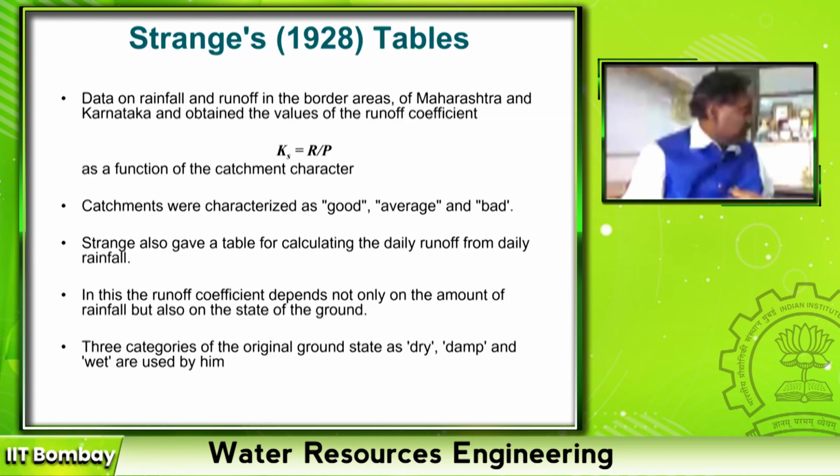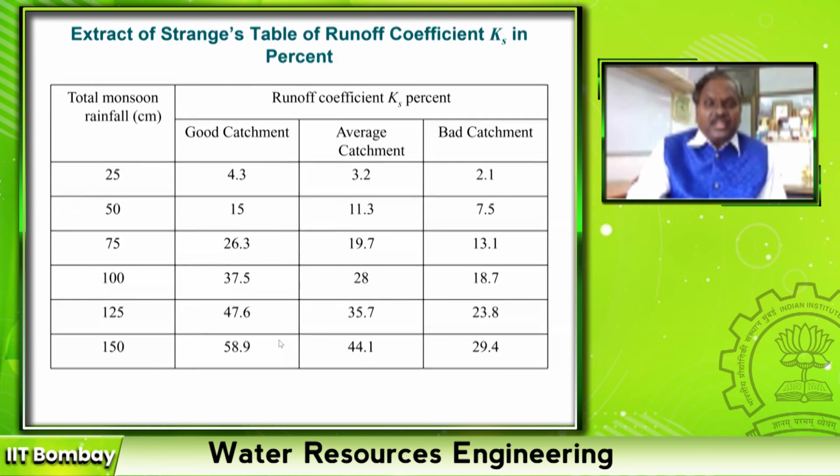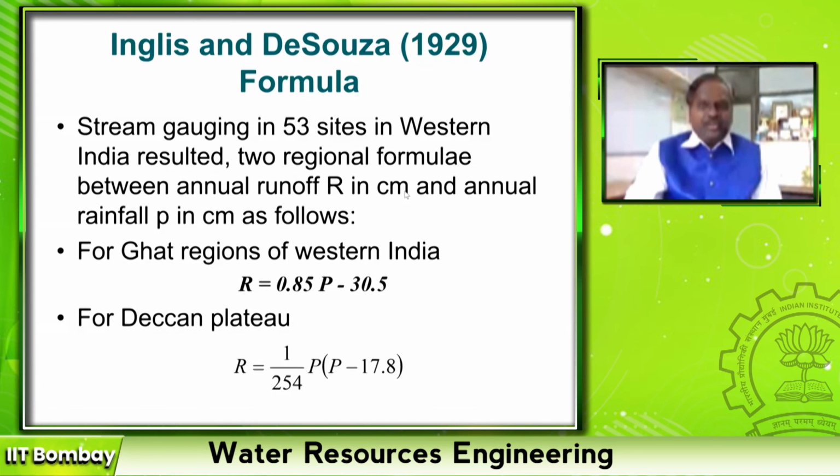Dry, damp, wet. Okay. And this method is still in use, not to use it in real life, but to estimate the monsoon yield. Okay, this is about the Strange table method, right? Then the Inglis and D'Souza formula, which was given in 1929, looks like a linear regression equation. This was developed for the Ghat regions of Western India, as well as separately for the Deccan Plateau. And Inglis is the founder director of our CWPRS, Pune, right? The Central Water Power Research Station in Pune, in 1917. So in 2017, it celebrated its centenary.